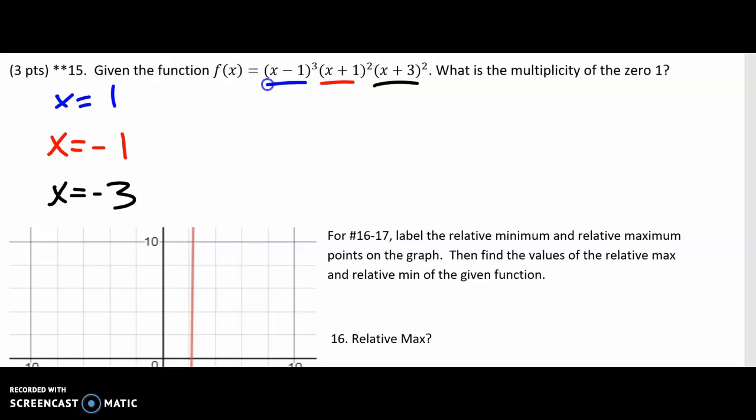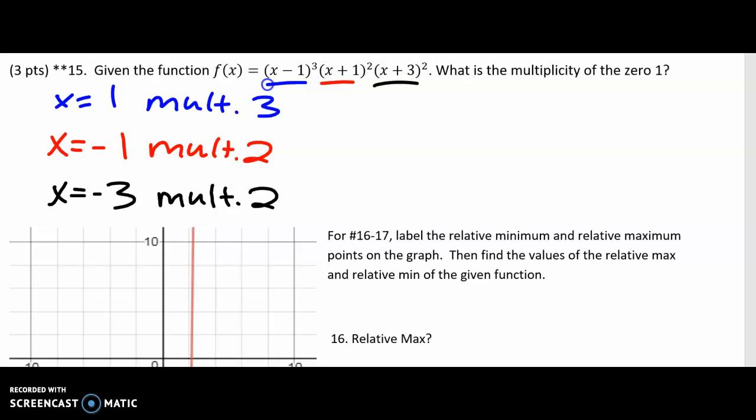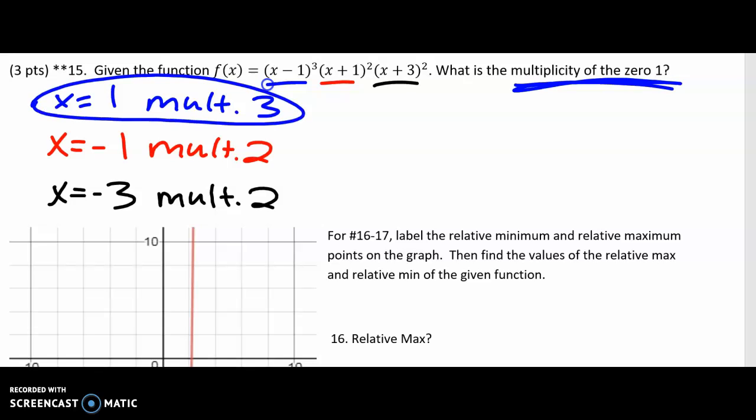So I'm going to start with the third one. I look at this exponent. The exponent is 2. My last one here is a multiplicity of 2. Then my red one here, which was my middle, also has a multiplicity of 2. I find that information by looking at the exponent. And finally, the first one, which was in blue, has a multiplicity of 3. Now I look at the back of this question, it says multiplicity of the 0, 1. So I'm looking for the x equals 1 statement. That's this top one. That would be my answer. It has a multiplicity of 3.